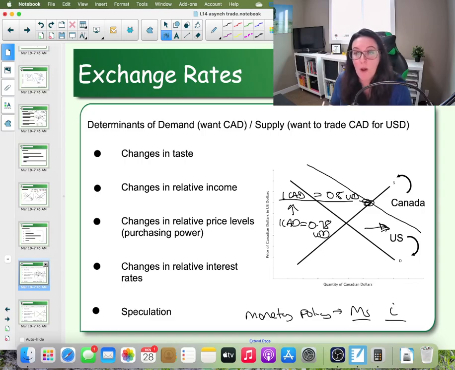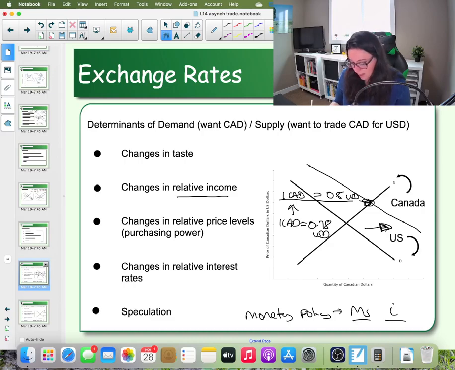Changes in taste. Well, if the US likes Canadian goods more, so there's an increase in preference, they'd rather buy from us, they need Canadian dollars to do so. So a change in preference will change demand. If Americans are getting pay raises, their income is increasing, they can now buy more goods, they can now go on more vacations, they can come see us. So that change in relative income means they can buy more stuff. So that means more imports. They need Canadian money to buy Canadian stuff. Okay, increase in demand for Canadian dollars drives up the Canadian exchange rate. 1 Canadian dollar is now appreciated, gained in value.